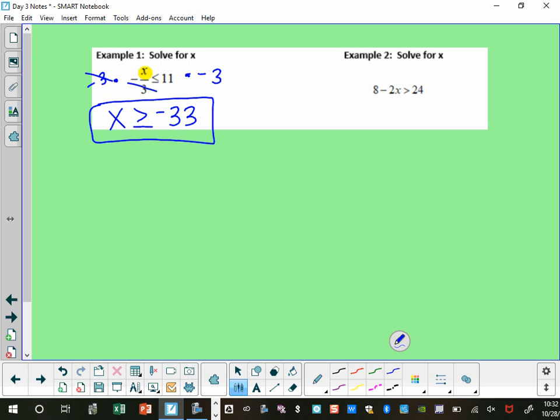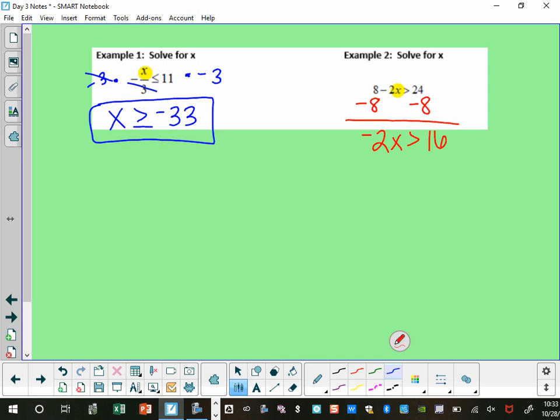For example 2, I'm still trying to get x by itself. What needs to move away from x first? Will it be the positive 8 or the negative 2? Alright, so how do I get rid of that positive 8? Good, we're going to subtract 8 from each side. So I'm left with negative 2x is greater than 16. Do you guys recognize that because I'm just subtracting, I don't flip my sign there? Okay, only when I multiply and divide do I flip my sign.